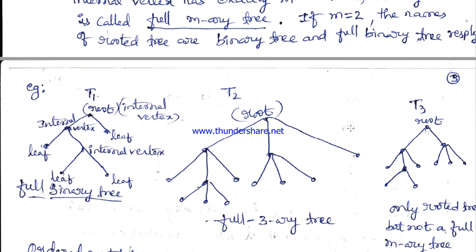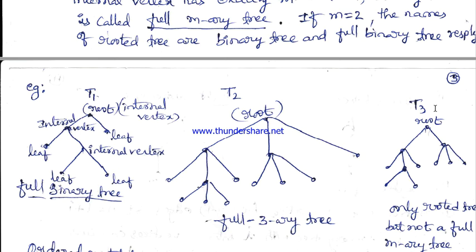So our observation is at each of the internal vertices, first at the root, next the third internal vertex, the fourth internal vertex. There are 1, 2, 3, 4 internal vertices. At each of them exactly 3 children are there. Therefore we say that this tree T2 is a full 3-ary tree.